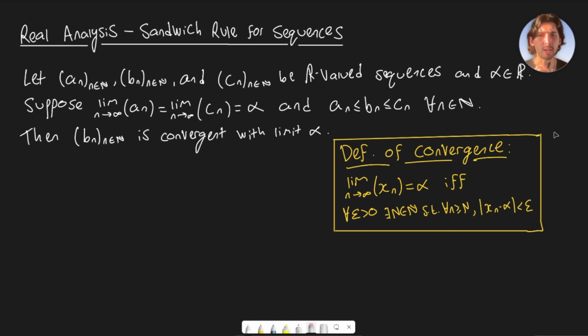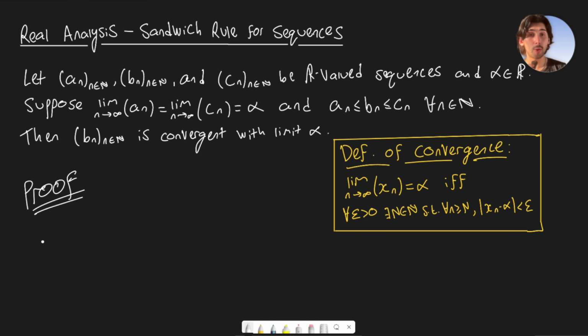Let's remind ourselves about the definition of convergence, because we're going to need to invoke it a couple of times. We say that a sequence xn converges to alpha if and only if, for all epsilon greater than 0, there exists a capital N in the natural numbers such that for all lowercase n greater than or equal to capital N, the distance between xn and alpha is less than epsilon. Hopefully we're very familiar with that by now. Let's go straight into the proof of the sandwich theorem.